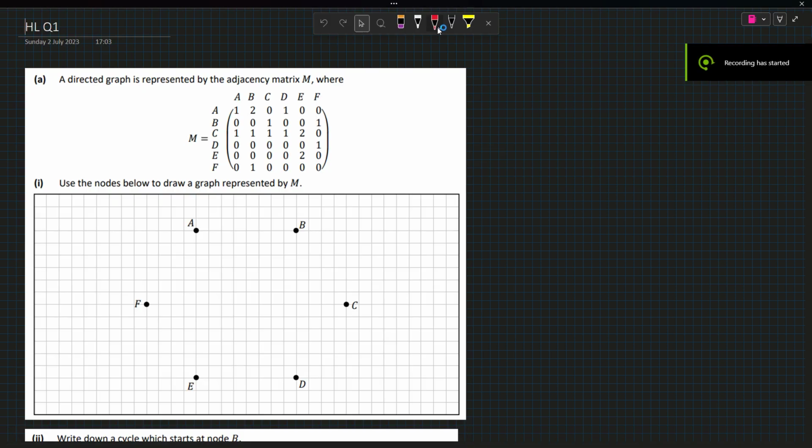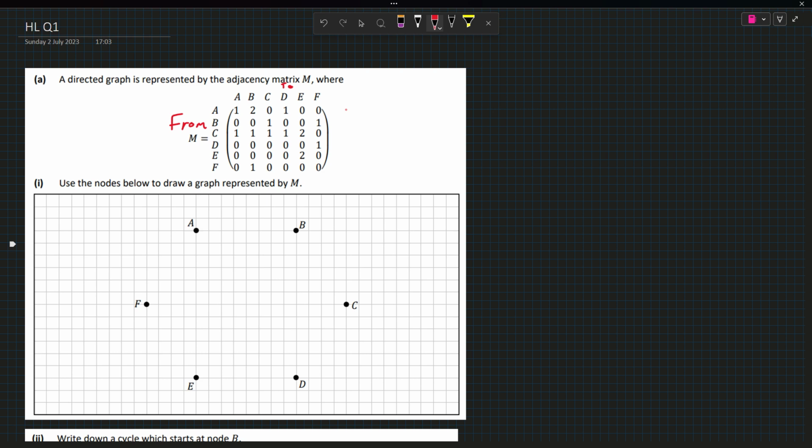So the first part of the Leaving Cert Applied Maths 2023 higher level paper is this graph theory question. We're given the matrix for a digraph and we're just asked to draw it using these 6 nodes. Now, a key thing to remember with digraphs is that you start from here and you go to here.